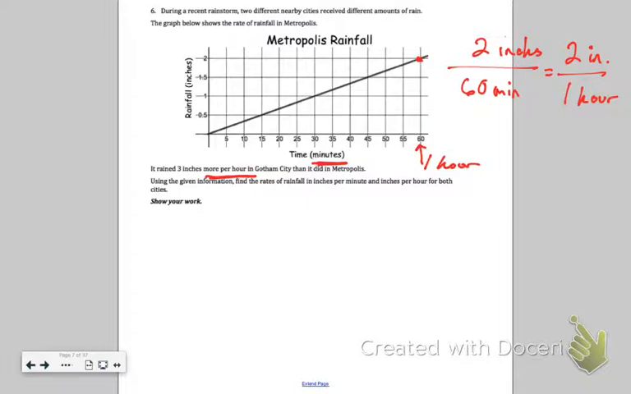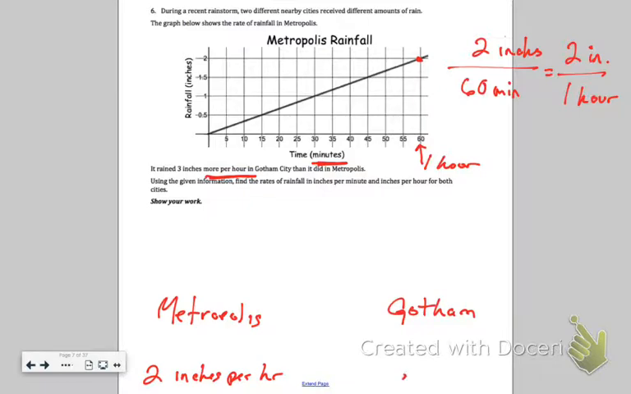Now, if I know Metropolis was 2 inches per hour, and Gotham City was 3 inches more per hour, I know that Gotham City would be 2 plus 3, or 5 inches per hour. So I'm going to write down here, Gotham, you guys have this written on your pages, and Metropolis. In Metropolis it was 2 inches per hour, and in Gotham it was 5 inches per hour.